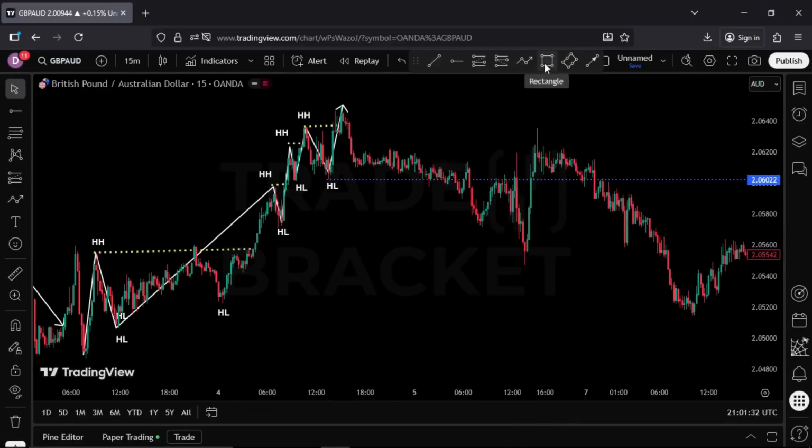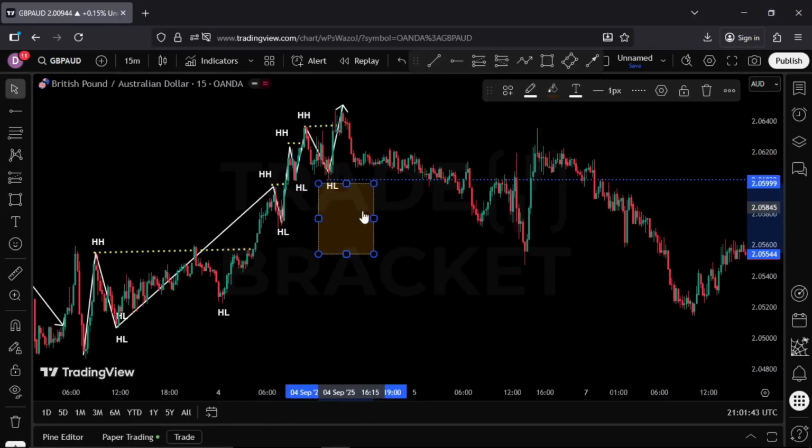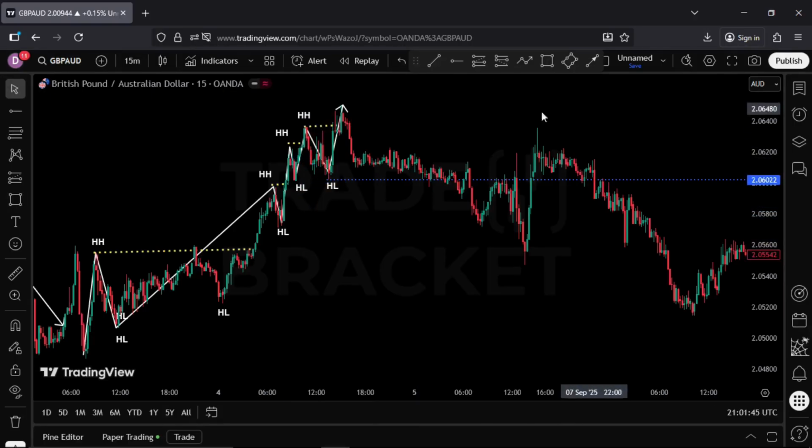This is just a rectangular tool. You can go in this section right here and find it. As you can see, I added it to my favorites. I didn't mean to do that, so let me go ahead and delete that.